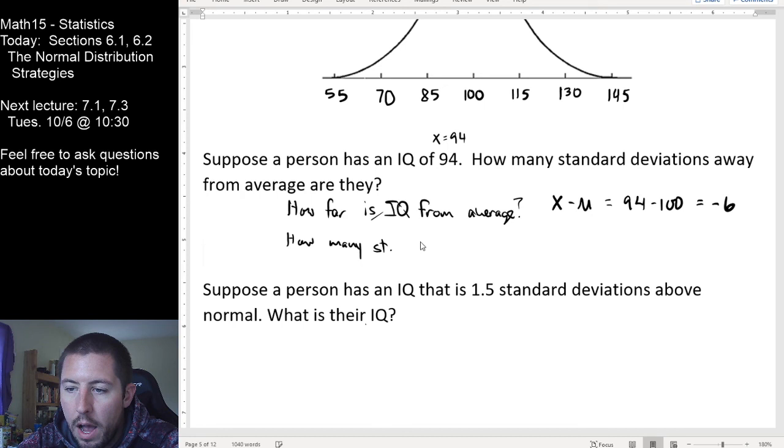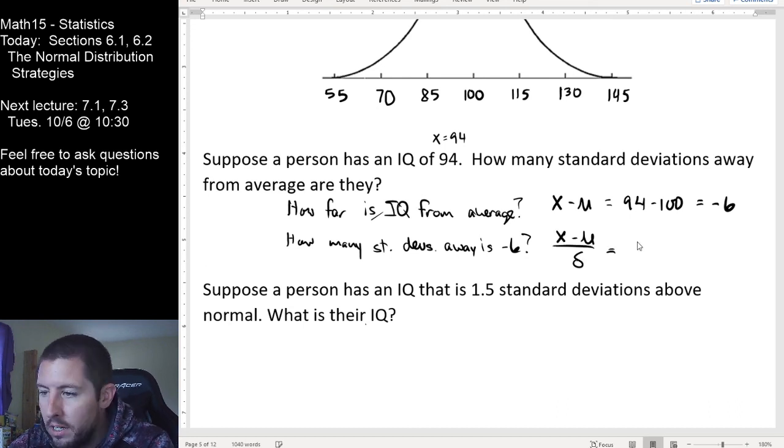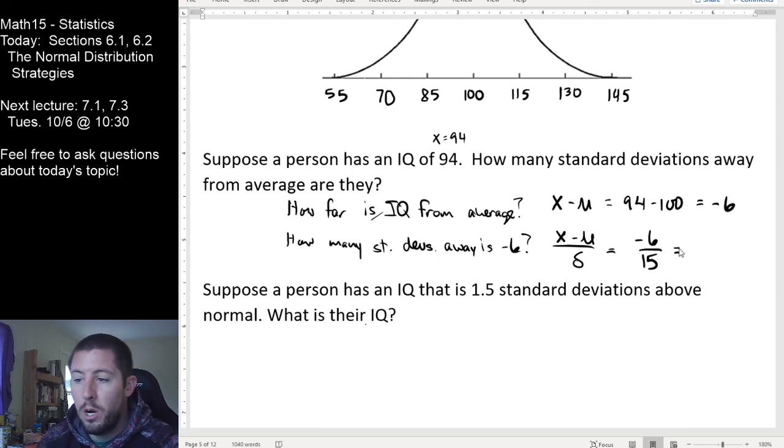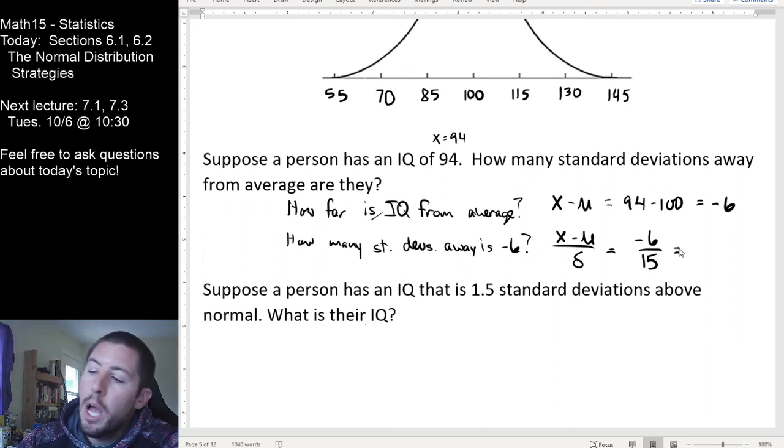So how many standard deviations away is -6? I can just divide -6 by the size of a standard deviation. We just figured out that x minus mu is -6. We saw above that our standard deviation size is 15. So this person's not many standard deviations below normal. I'm going to go to my calculator now, 6 divided by 15, and I'm getting 0.4.